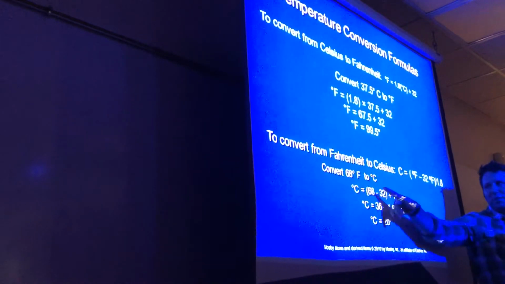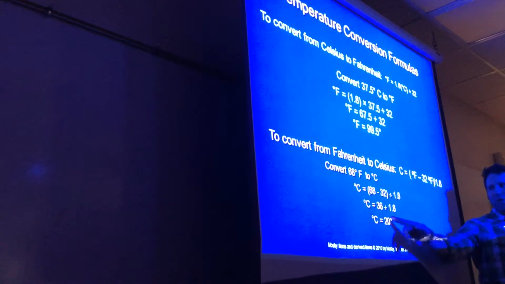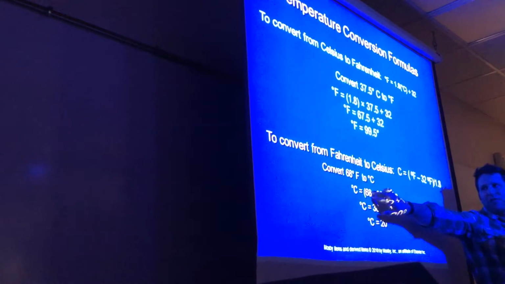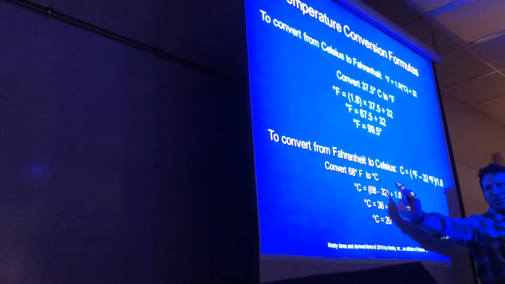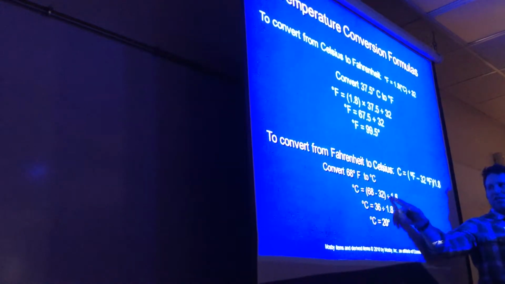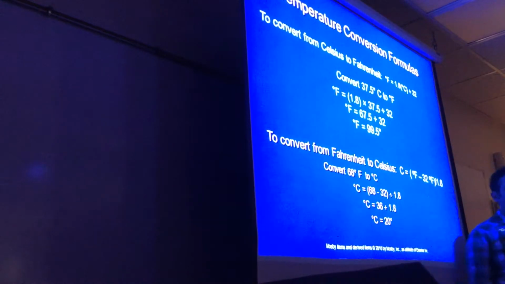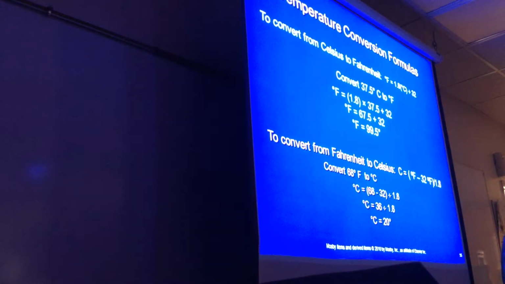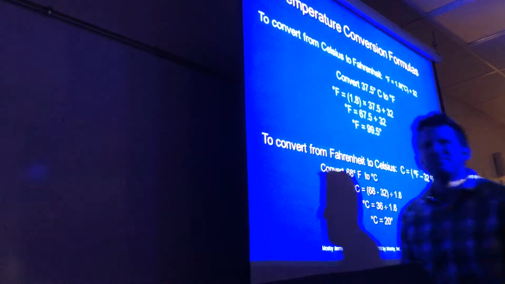So yes, 68 minus 32 divided by 1.8. Make sure you do this math first on your calculator. 68 minus 32 equals, divided by 1.8, and you'll get Celsius is equal to 20. 20 degrees Celsius, okay?